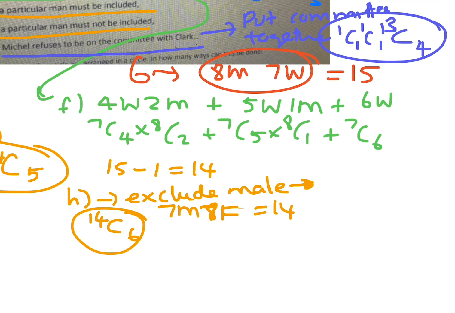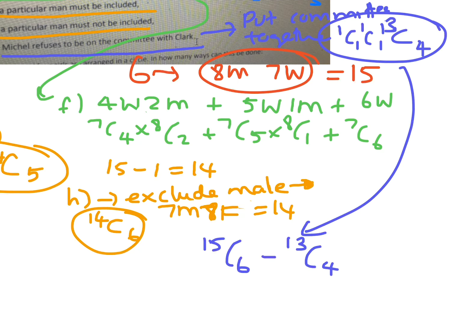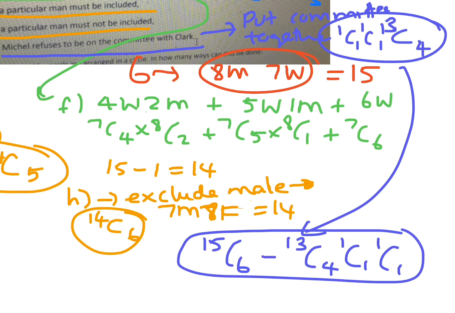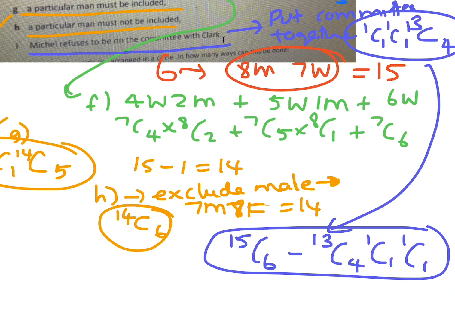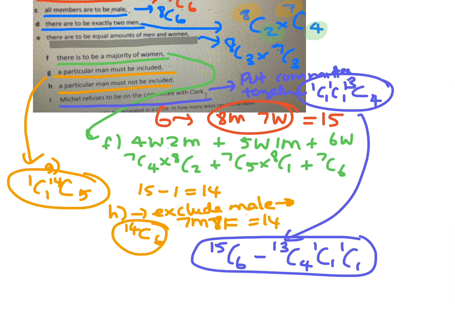So that means if you did the total, it would be 15C6, and you take away 13C4 times 2C2, which is actually equal to 1. Then you would get that they're not on the committee together. You do that they are on the committee, and you take it away from all the different possible outcomes. Because they're either on the committee together or they're not on the committee together.